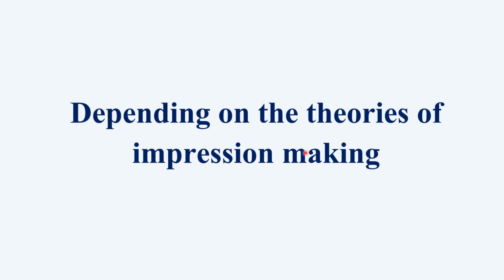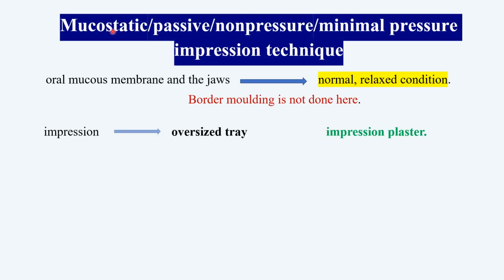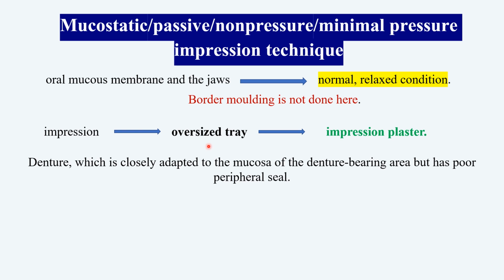Depending on the theories of making impression, we can begin with mucostatic, passive, non-pressure, minimal pressure impression technique. As the name itself says, mucostatic means the mucosa is under a static condition. It means it is in a normal or relaxed position. So here border molding is not done, and when we're taking the impression, the tray which we select will be oversized and the material used will be impression plaster.